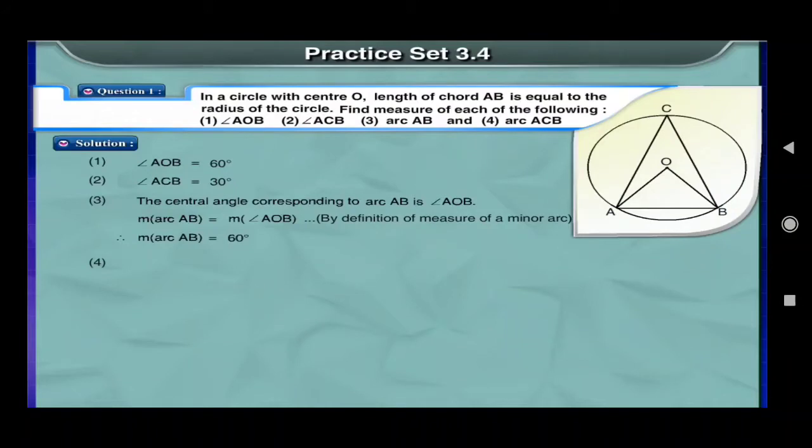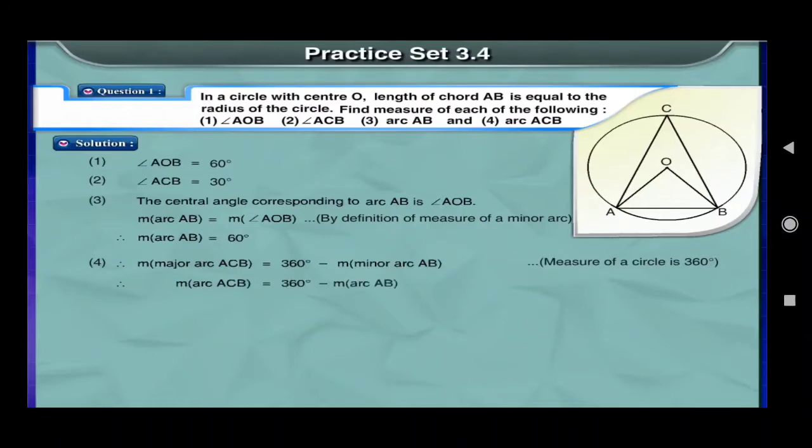4. In this sub-question, we have to find the measure of arc ACB. Here, in the circle with center O, arc ACB is the major arc corresponding to minor arc AB. Therefore, measure of major arc ACB is equal to 360 degree minus measure of corresponding minor arc AB. Therefore, measure of arc ACB is equal to 360 degree minus measure of arc AB. That is equal to 360 degree minus 60 degree, which is equal to 300 degree.